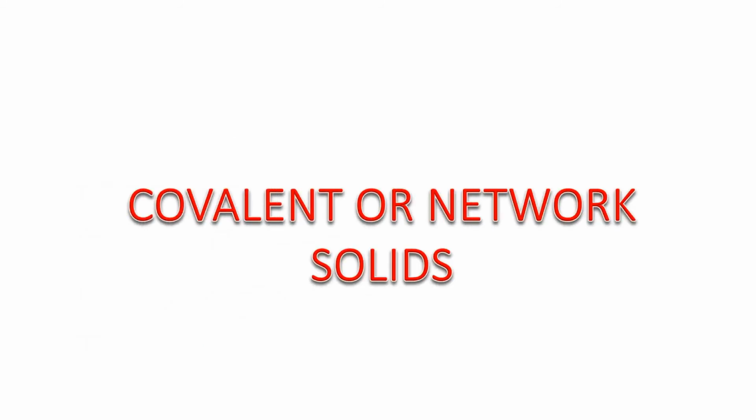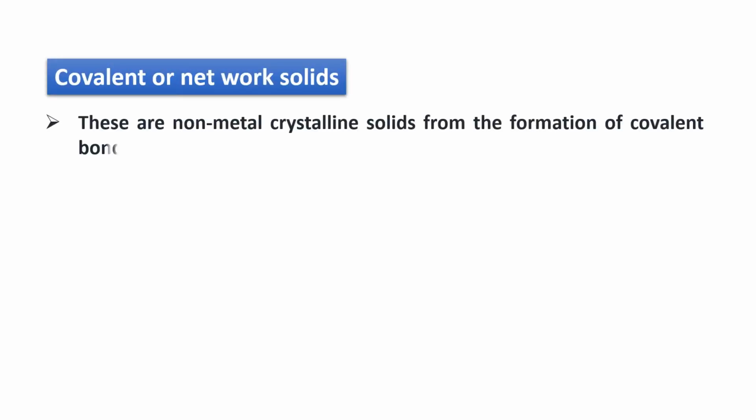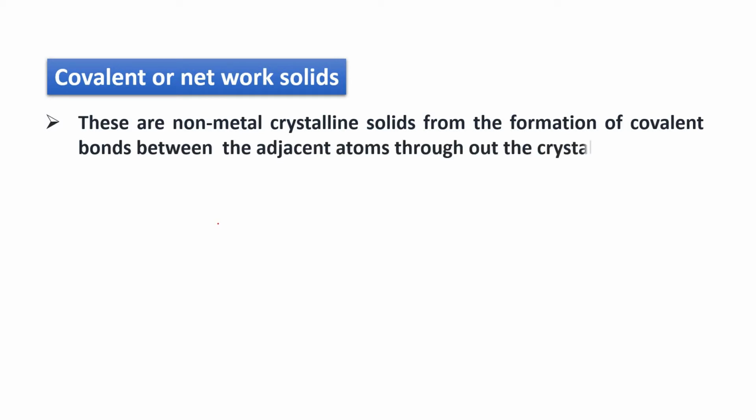Next we will see covalent or network solids. Let me take covalent molecular solids, also called network solids. What is the definition of covalent network solids here? These are non-metal crystalline solids. They do not have metallic character, but they are crystalline solids by the formation of what? Covalent bonds. So which type of bonding will be present here? Covalent bonds are present between the adjacent atoms throughout the crystal.